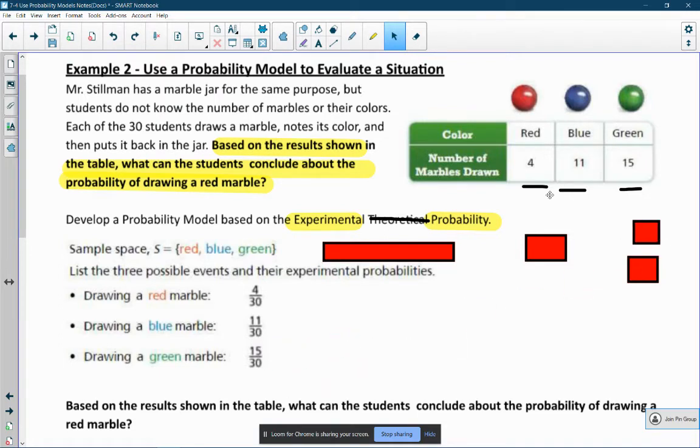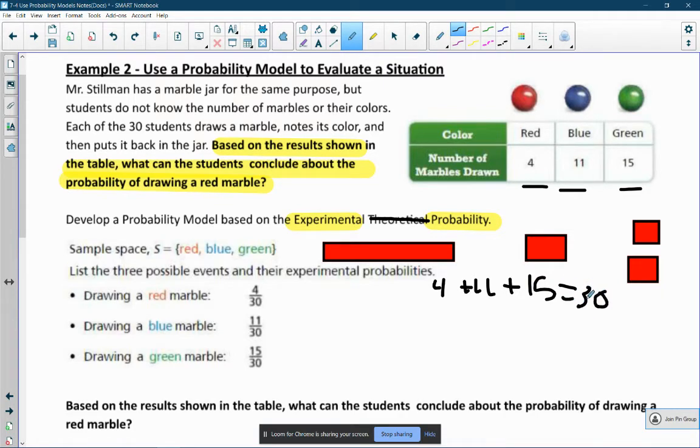Now, if you want to convert those into percents, you can do that also. But before we even do that, all of these should add up to 30. So 4 plus 11 plus 15 should give me 30. And you can check that at home, and it does.